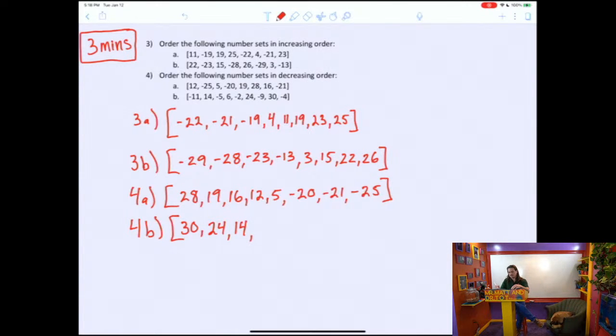Okay, so let's look at these. Sorry, I was just filling in the last ones there. Okay, just want to make sure I had enough numbers.